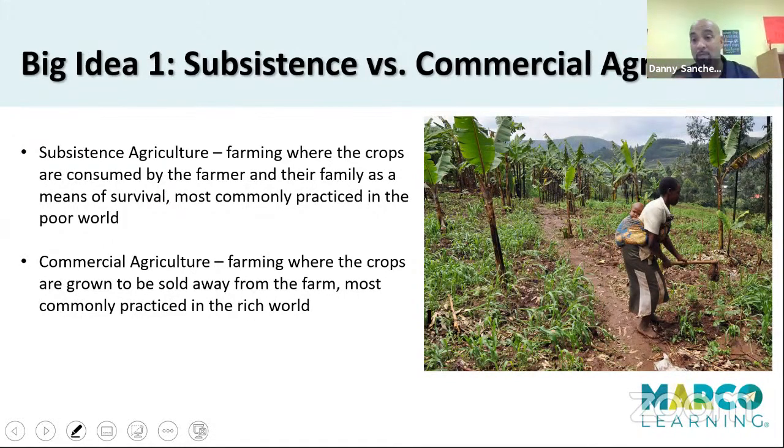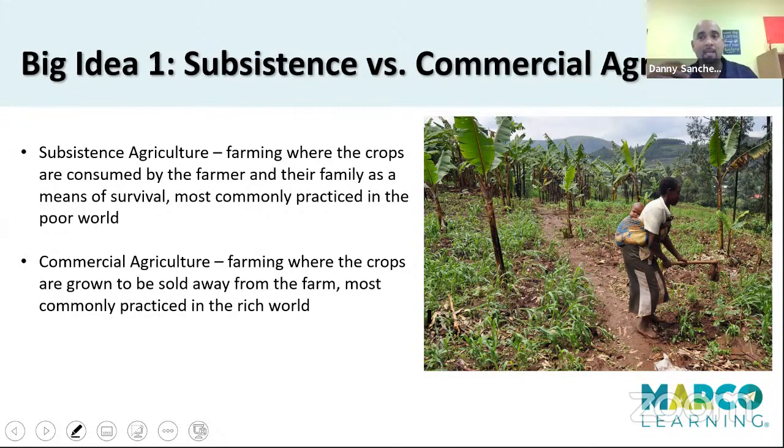And what you see in this picture on the right is subsistence farming, people farming in the developing world. In contrast, commercial agriculture is going to be farming where the crops are grown to be sold away from the farm. You see much more of this in the developed world. I do want to add, commercial agriculture happens in the developing world, in the poor world.